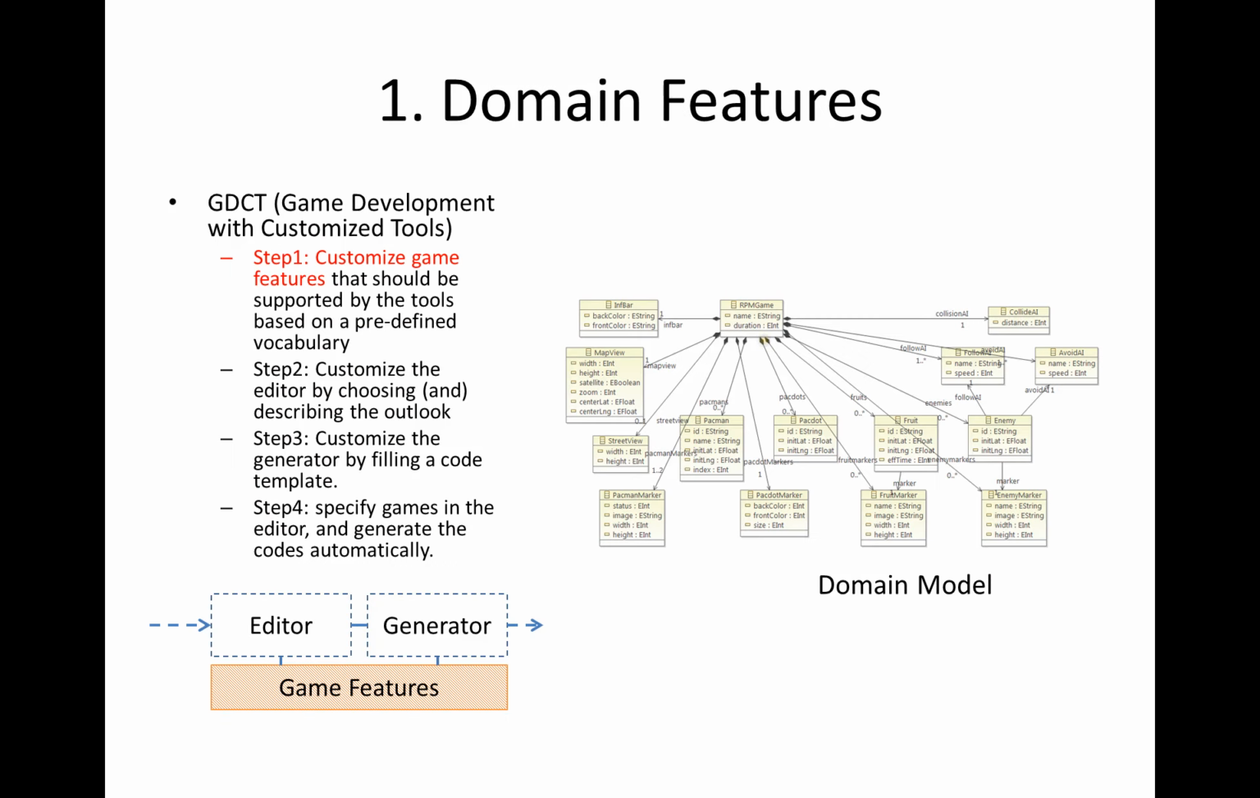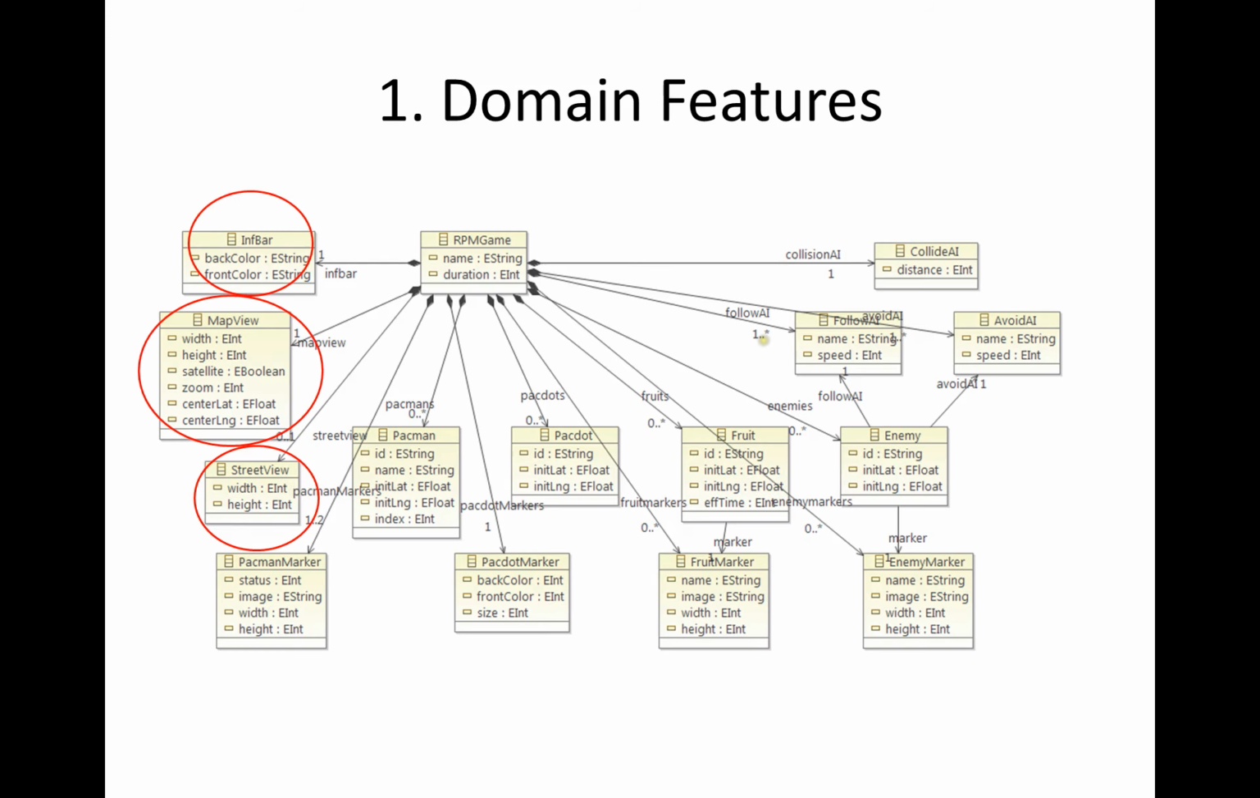By following the GDCT approach, the first step is to decide the game features that need to be supported by the authoring tools. This is formalized by a UML class diagram that we call the main model. This model may include concepts that involve various game aspects like UI components, for example, information bar or map, or markers in the map, or some logic about artificial intelligence like collision detection, and player proxies, or other game elements like game pac-dots, fruit, and enemies.